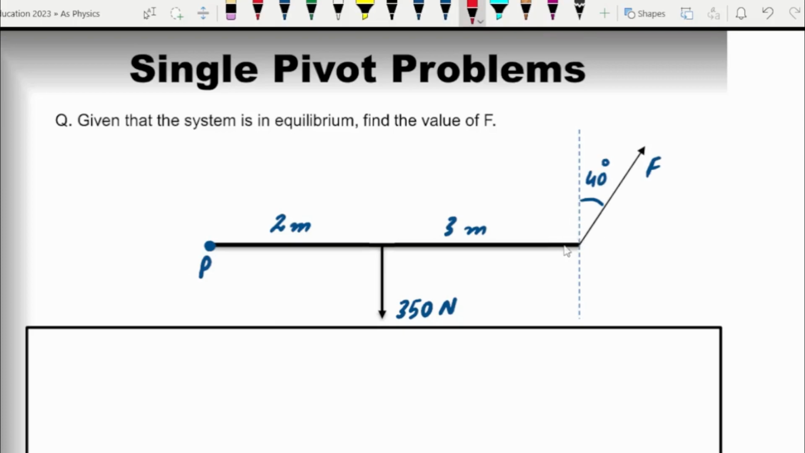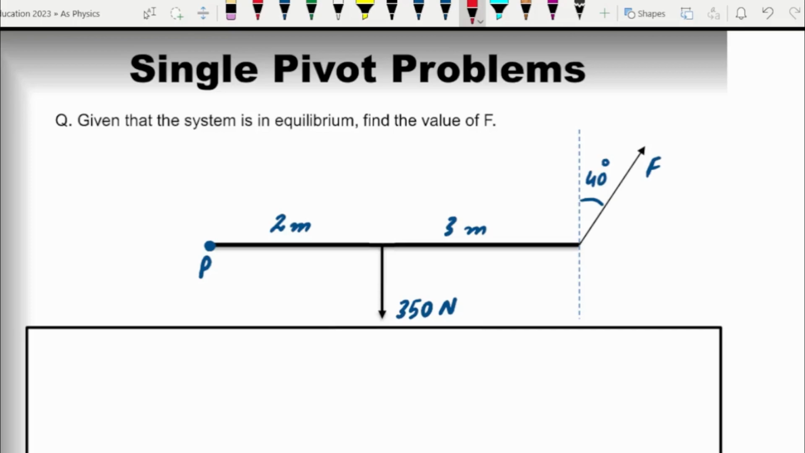Rather, the force is making an angle of 40 degrees with the vertical line. So whenever you have a situation like this, you can resolve either the distance or the force. And in this situation, it would be better if you resolve this force, because you don't want to resolve the distance, because there's another force that is already perpendicular to the distance. So you can say the problem is with this force only.